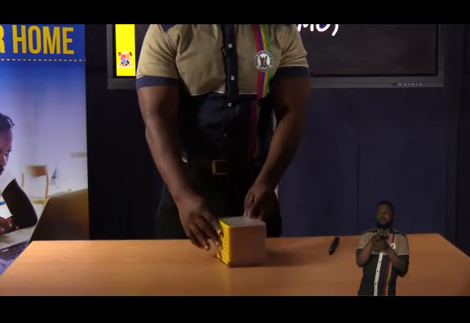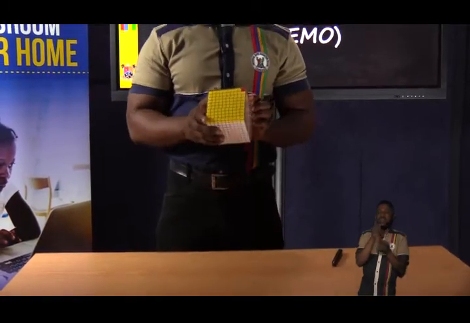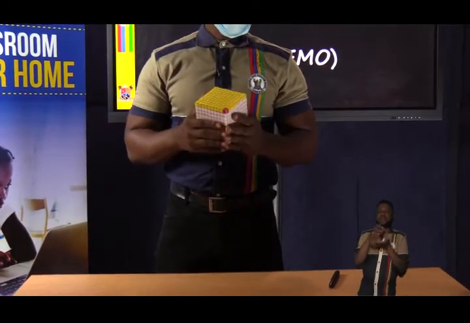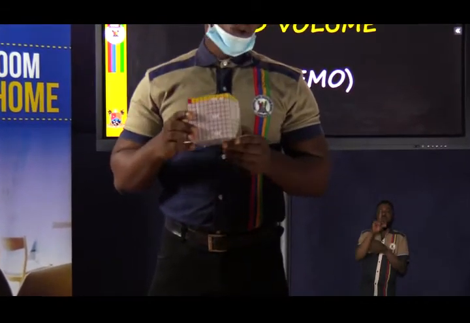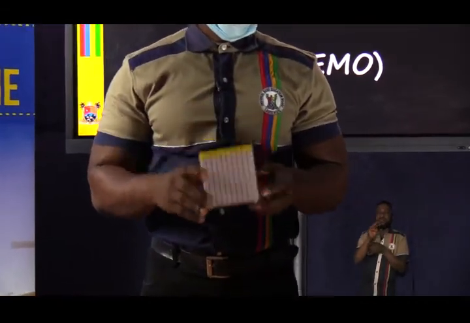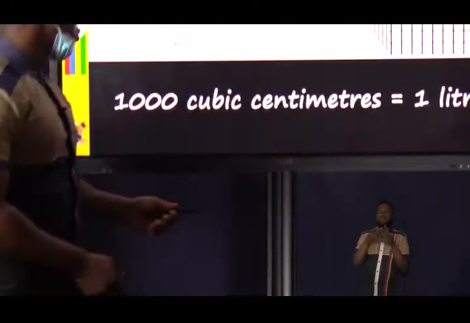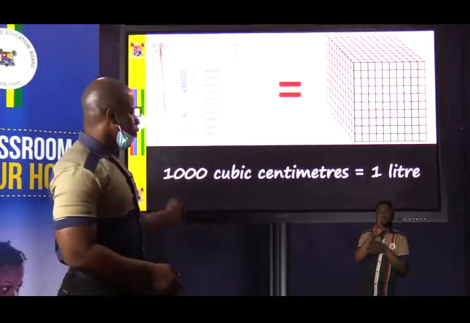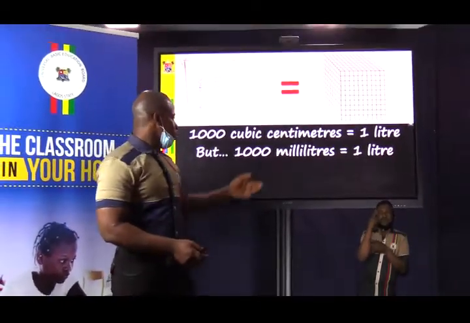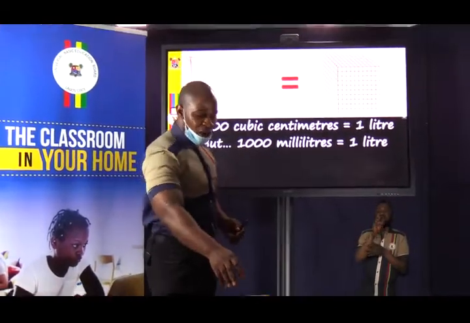Voila, of course, it's exactly equal. And that means that 1000 centimeter cubes is the same as 1 liter. That is exactly the relationship: 1000 cubic centimeters is 1 liter. But of course, that 1 liter is 1000 milliliters.